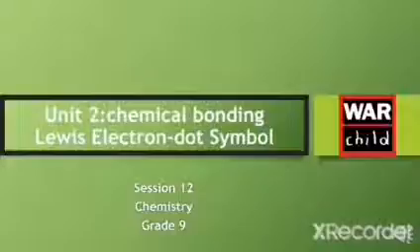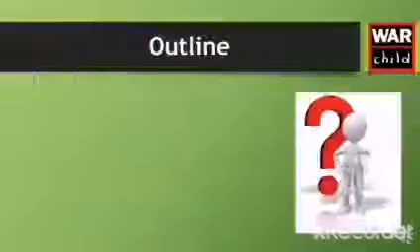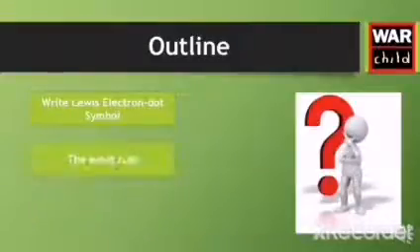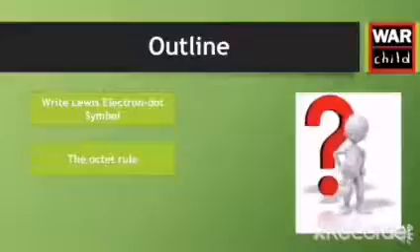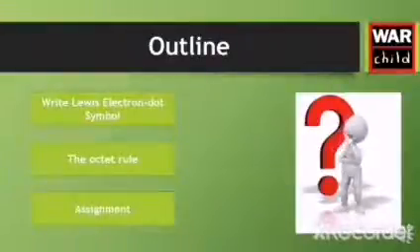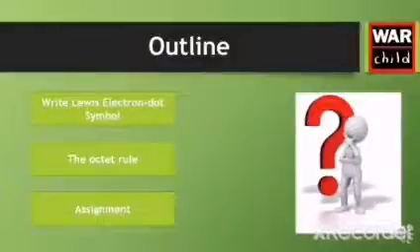Today we will continue Unit 2 Chemical Bonding, but with a new chapter which is the Lewis electron-dot symbol. In our today's session, we will learn how to write Lewis electron-dot symbols. We will know more about the octet rule, and we will finish up our session with an assignment.